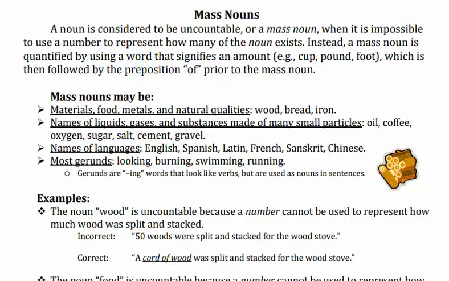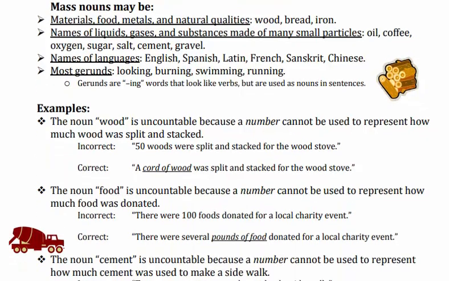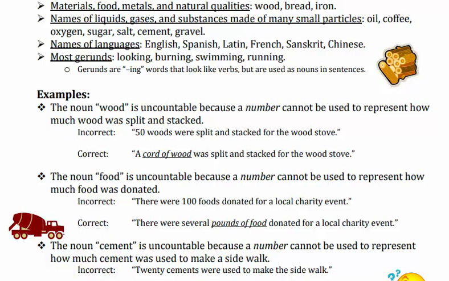So a cord of wood, yes, it is suitable in the sentence because in the massive nouns, no number is added along with these massive nouns, right? Yes. The noun food is uncountable because a number cannot be used to represent how much food was donated. So food is also a massive noun. We also cannot add numbers like 100 foods, 50 foods, 20 foods. So it is an incorrect sentence. So, there were 100 foods donated for the local charity event. So it is incorrect. What is the correct sentence?